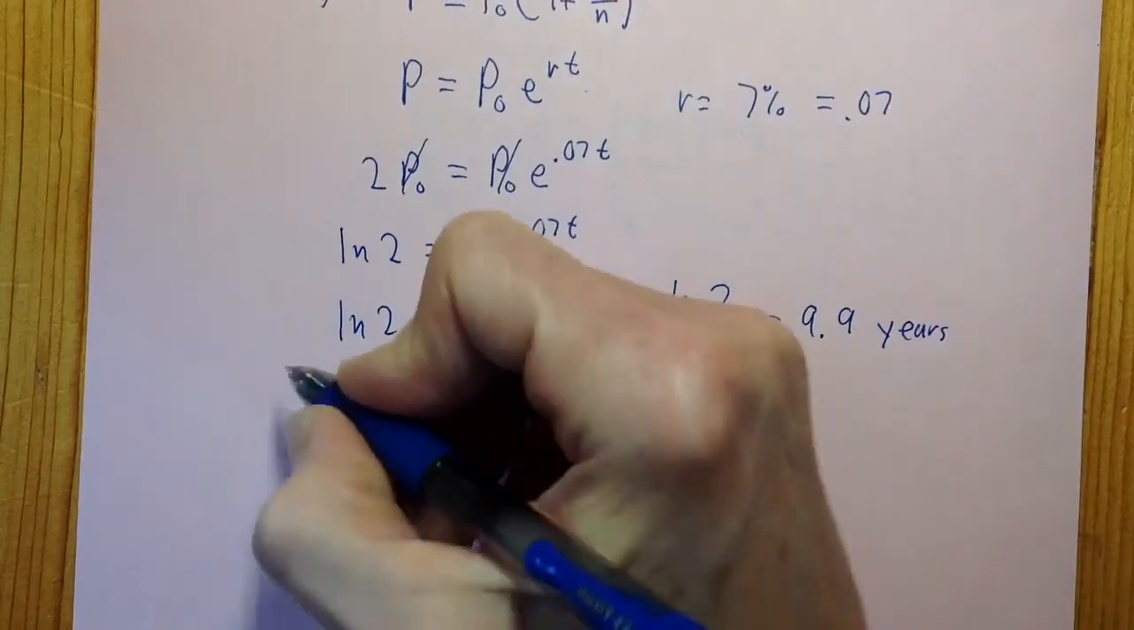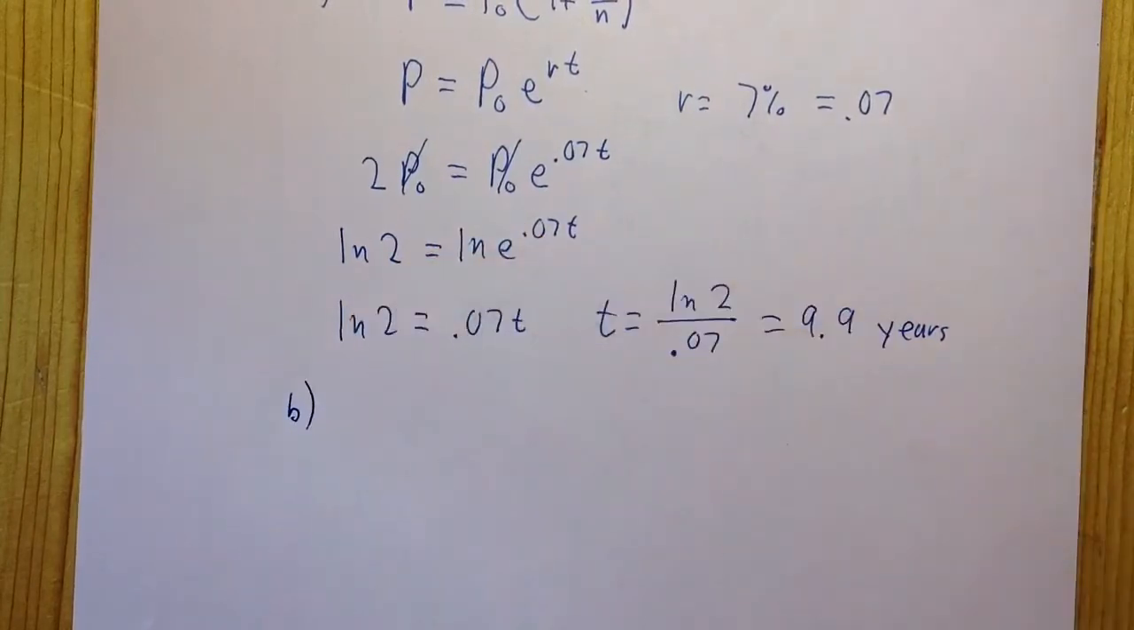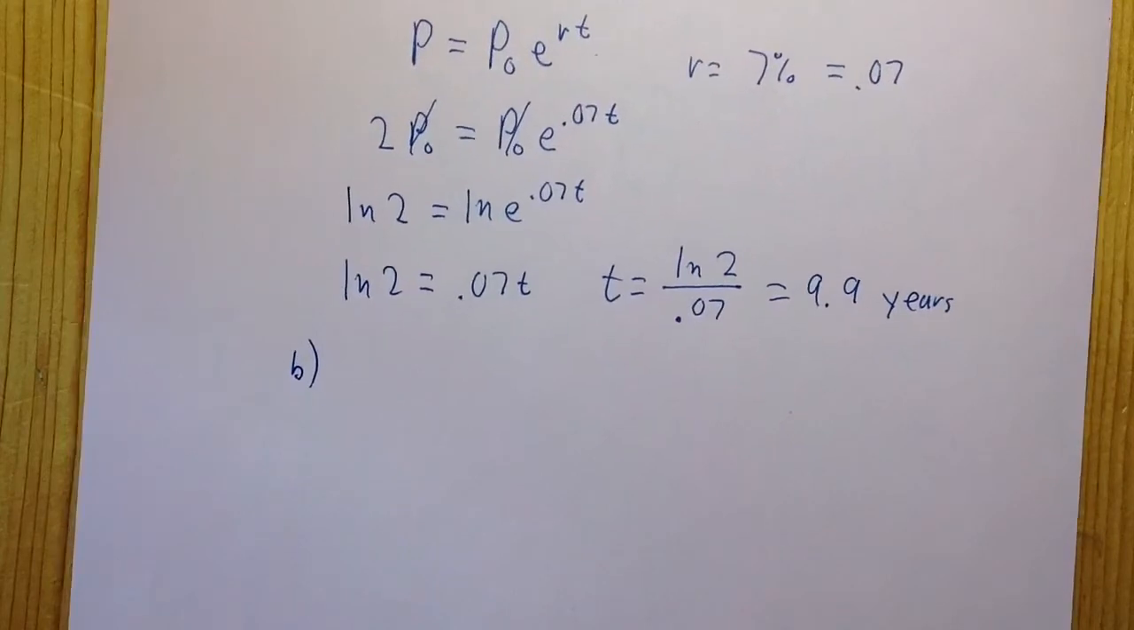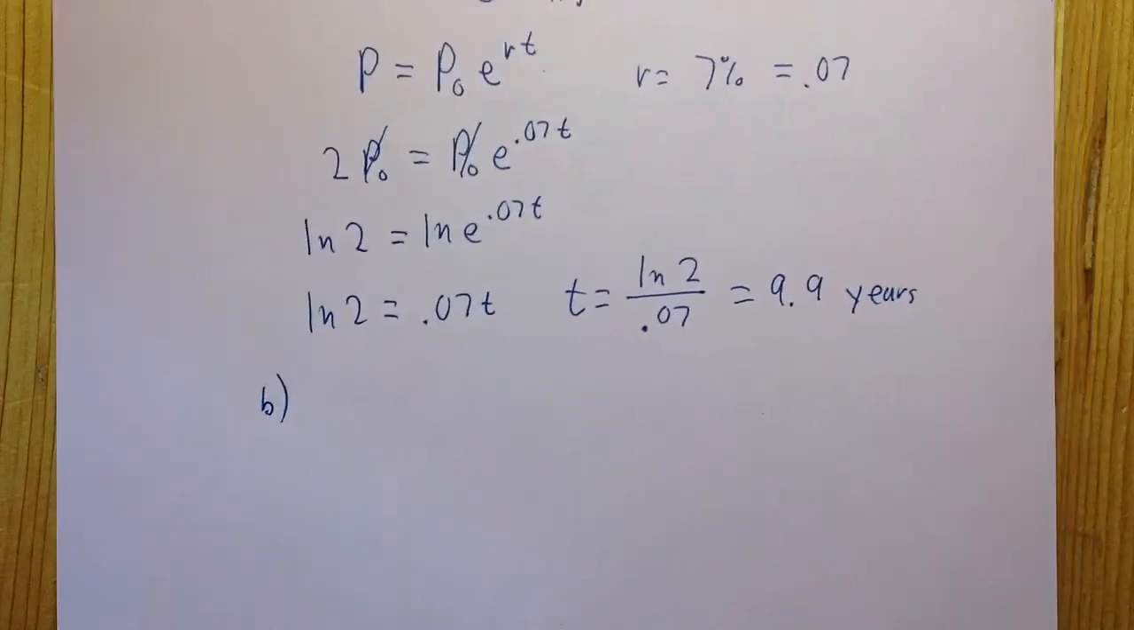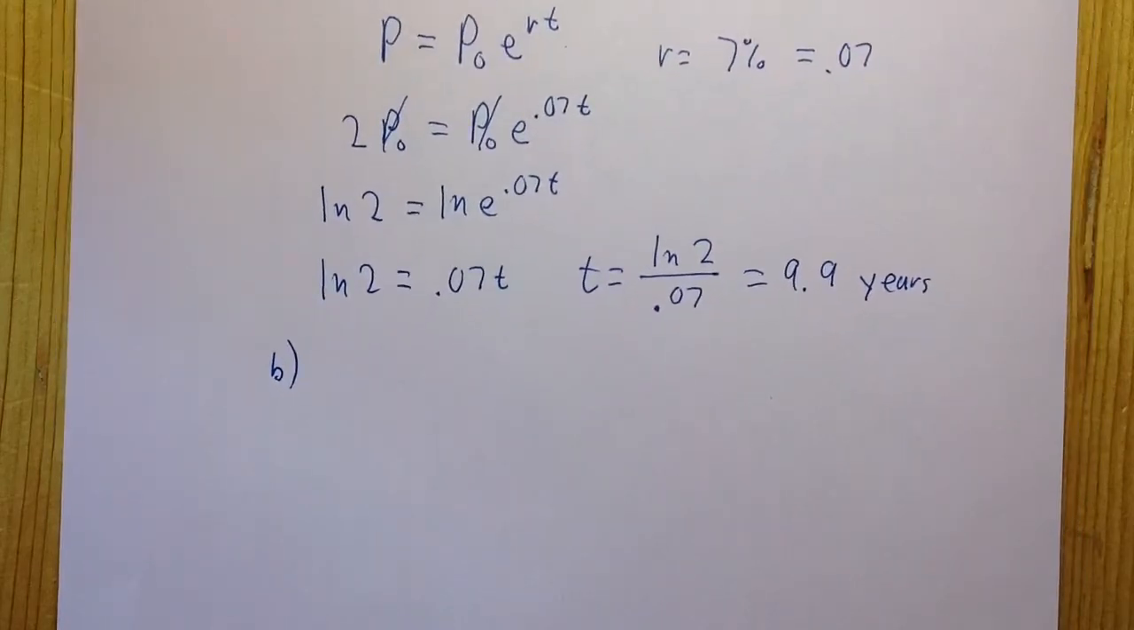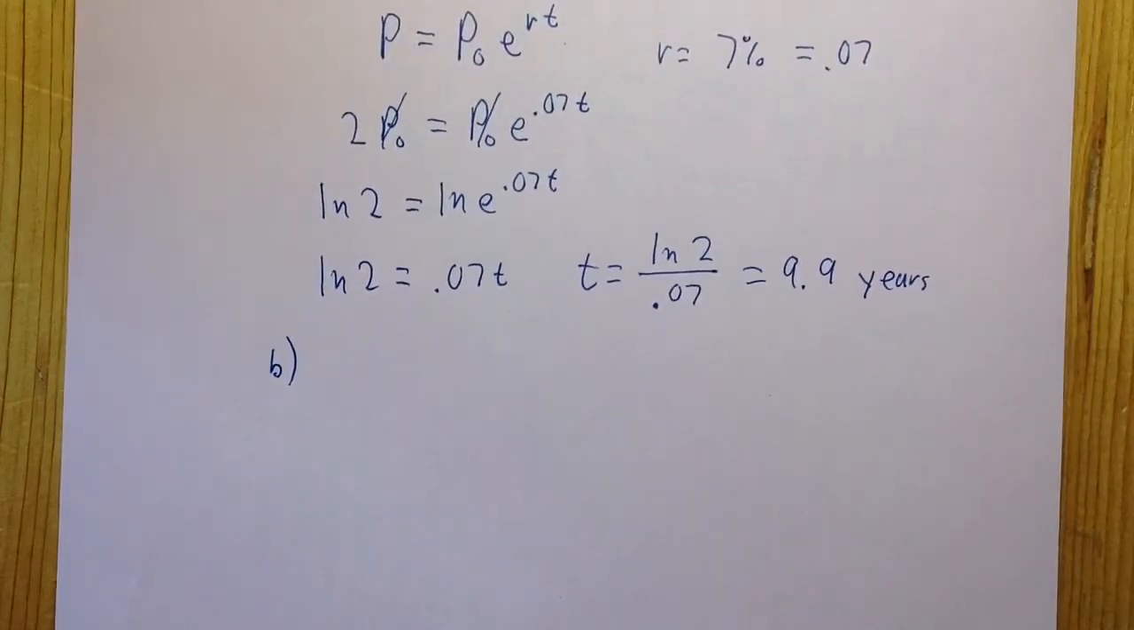All right, so then let's look at B. They say, suppose you invest P0 at R% annual interest rate, and the future value is computed by continuous compounding. If you want the value of the account to double in 2 years, what's the interest rate? Okay, so now they say we want to have twice as much money in 2 years. What must the interest rate be?